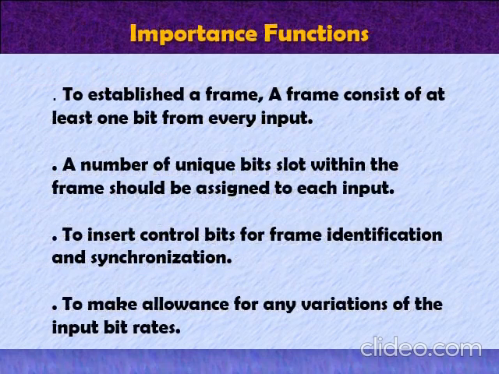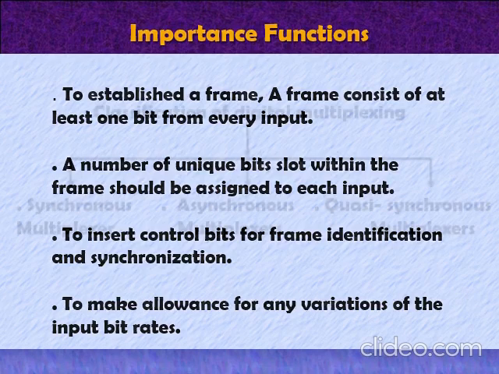Let's see the important functions of a digital multiplexer. The important functions that must be performed by a multiplexer are as under: to establish a frame. A frame consists of at least one bit from every input, and a number of unique bit slots within the frame should be assigned to each input; to insert control bits for frame identification and synchronization; and to make allowance for any variations of the input bit rates.